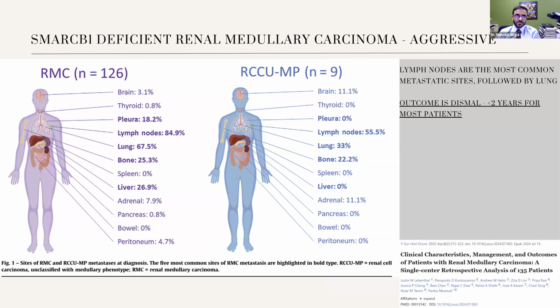Outcome is unfortunately very dismal. Most of the patients present with distant metastasis already, as in the case I gave as an example, and most of the metastatic sites are lymph nodes. It is relatively different from clear cell renal cell carcinoma, because the most common metastatic site in clear cell renal cell carcinoma is actually lung, but lung is also frequently involved in this unfortunate aggressive disease.